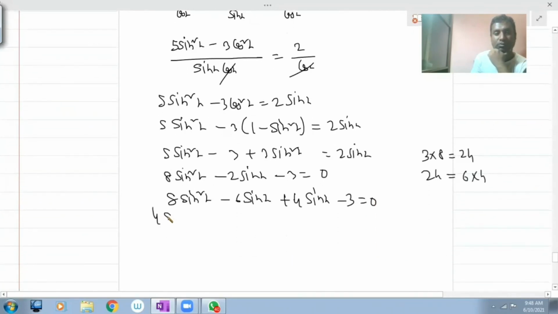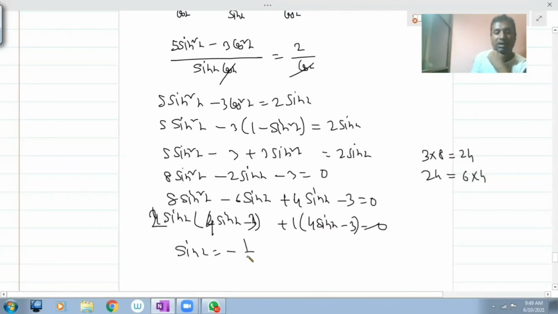Now 4 sin x will be common. It will be 2 sin x minus 1 plus 1. 2 sin x will be common, so it will be 4 sin x minus 3. So it is becoming 2 sin x plus 1 equals 0, so sin x equals minus half, and 4 sin x minus 3 equals 0, so sin x will be 3 by 4.